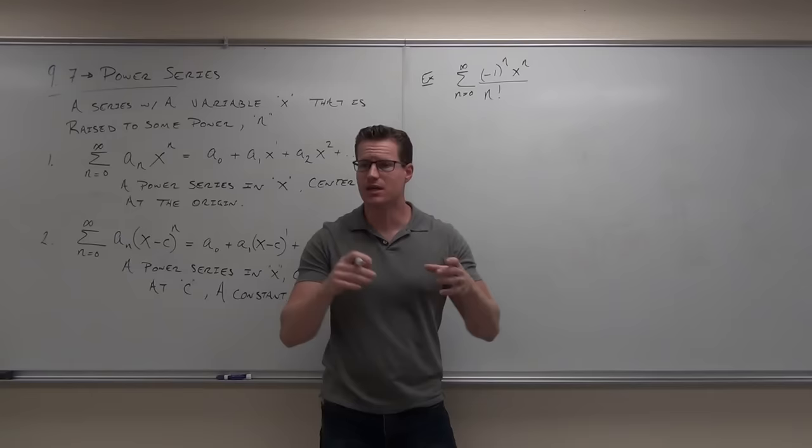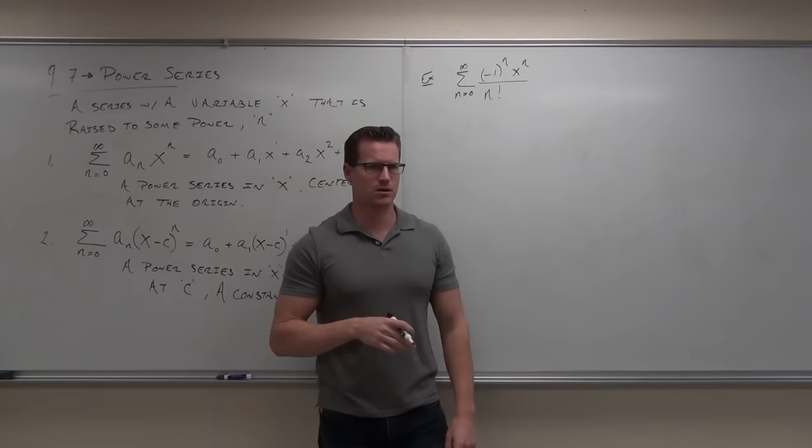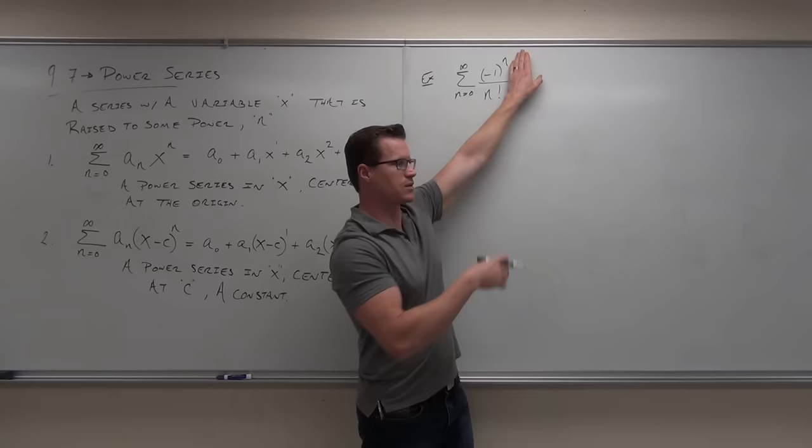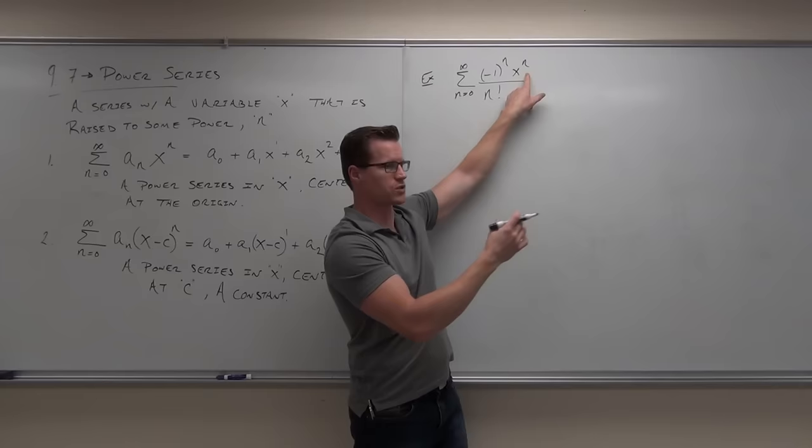Also, can you pick out my a sub n from here? What is it? Just cover that up, and that's a sub n. So this is the sequence, right? And then after that we're getting our series from. After every term, we're just tacking on an x: x to the 0, x to the 1st, x to the 2nd. That's what's giving us our power series.